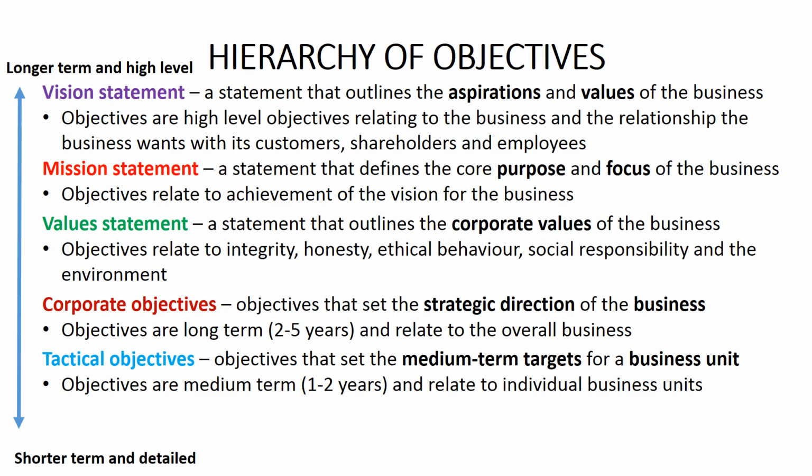You can now complete the second column of the table in your summary books by describing the purpose of tactical objectives as being to set the medium-term targets for a business unit. When we refer to the medium term, we are looking at a time frame of between 1 to 2 years. So tactical objectives have a time frame of 1 to 2 years, that is, they're medium-term objectives, which means that the business will aim to achieve those objectives within that time frame.